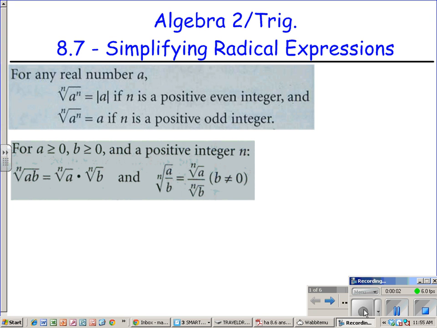Hello everybody, this is the notes for Algebra 2 Trig, section 8.7. Talk about simplifying radicals, adding, subtracting, multiplying, dividing, all that kind of stuff. So, take a second, copy down these couple formulas here.